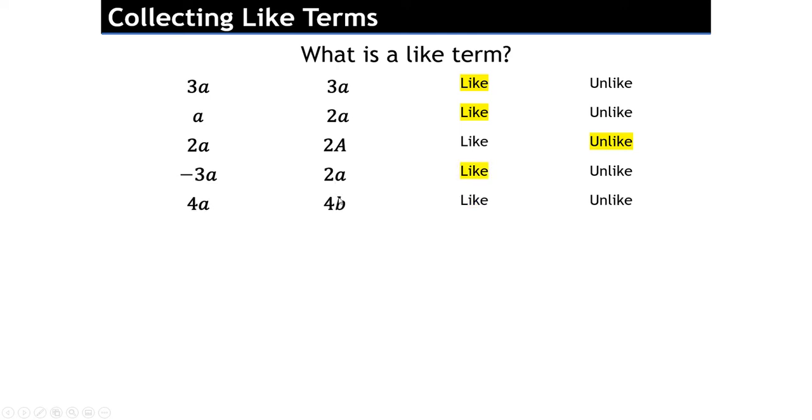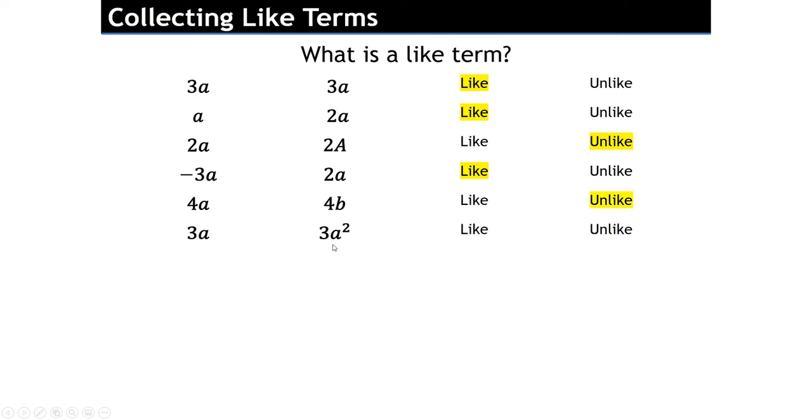Our next one, we've got 4a and 4b. The only reason that you might think they're like is because they've got the same digit, but remember that unknown variable is what's important. Now, because this one's an a and this one's a b, that makes these unlike.